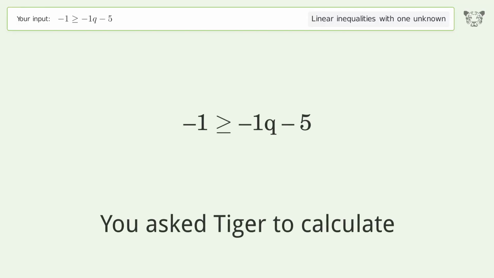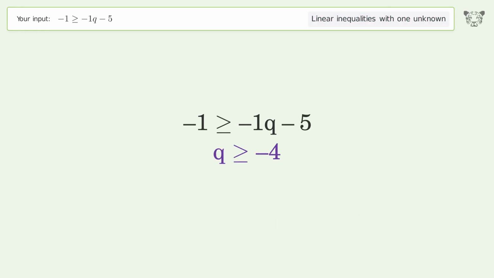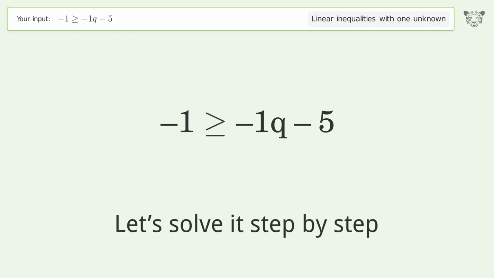You ask Tiger to calculate. This deals with linear inequalities with one unknown. The final result is q equal or greater than -4. Let's solve it step by step.